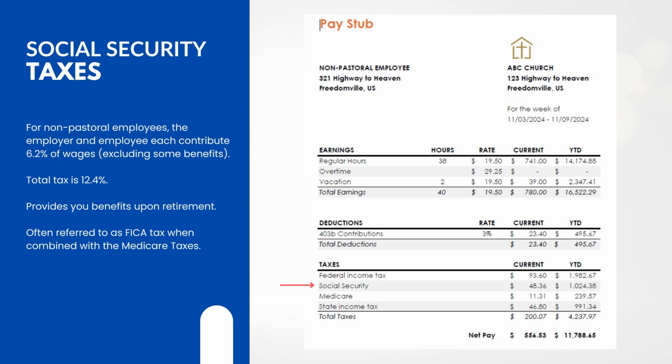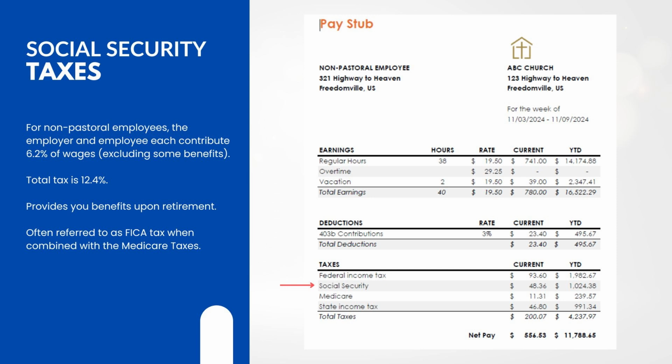The second tax is for Social Security. These taxes fund the Social Security program, which provides benefits to retirees, disabled workers, and the families of deceased workers. When you retire, Social Security helps replace part of your lost income. For most employees, 6.2% of their wages is automatically withheld from their paycheck, and their employer matches that by contributing another 6.2%. Together, this adds up to 12.4% of your wages, which funds the program.